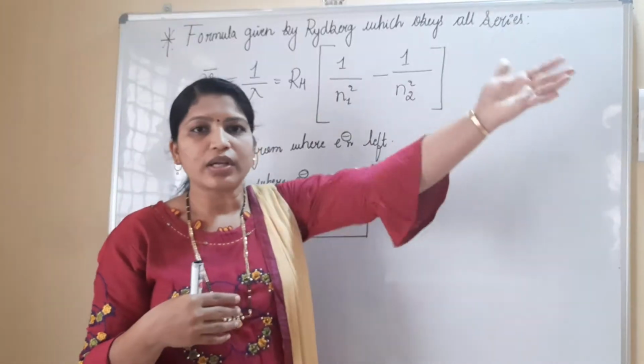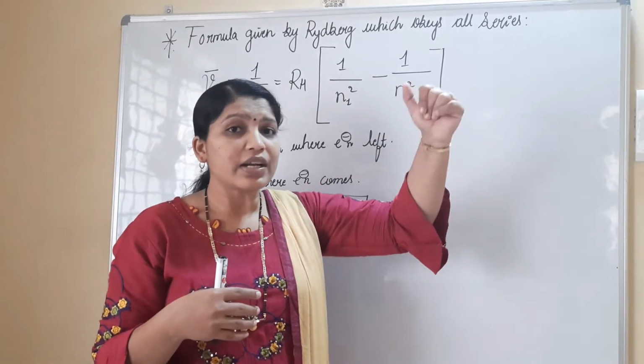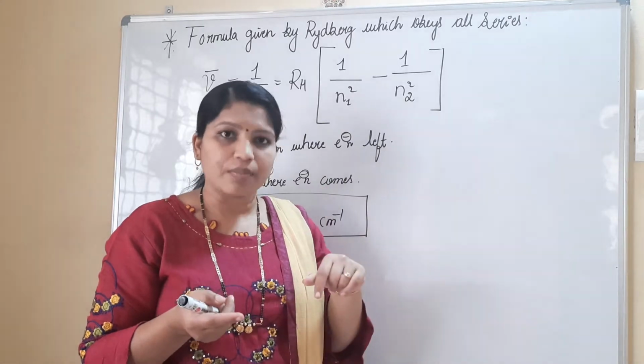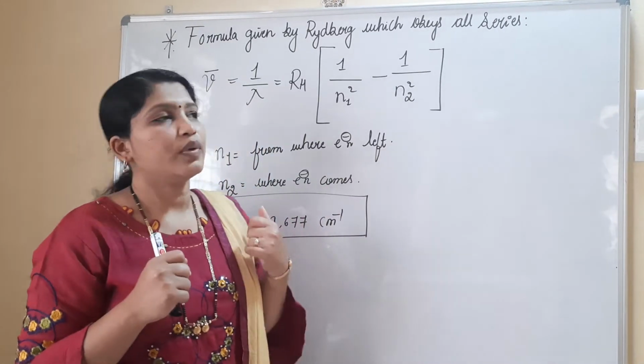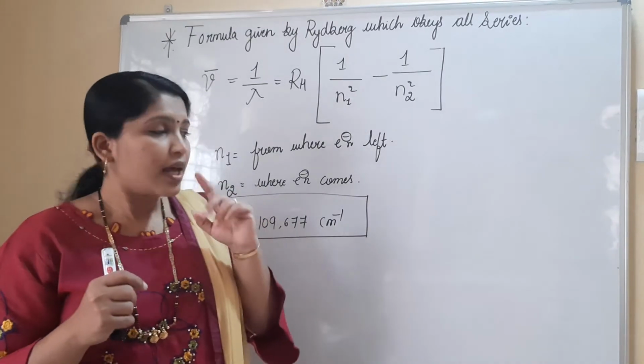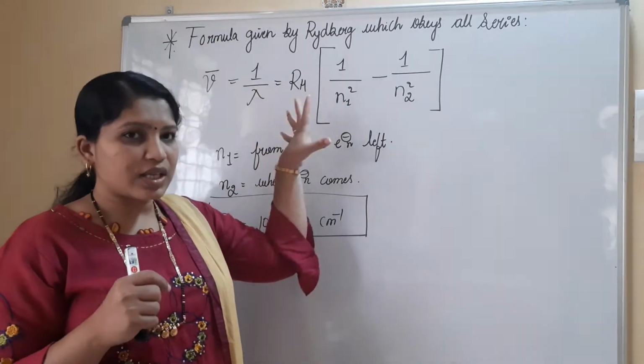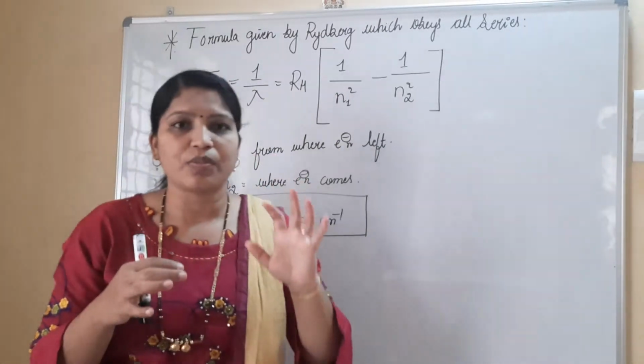It has been moved to the different sides, but where it is coming, whether it is coming to n1, or n2, or n3 and so on, that calculation can be done with the help of the wave number equation. And as Rydberg has given this equation, it is named Rydberg's equation.